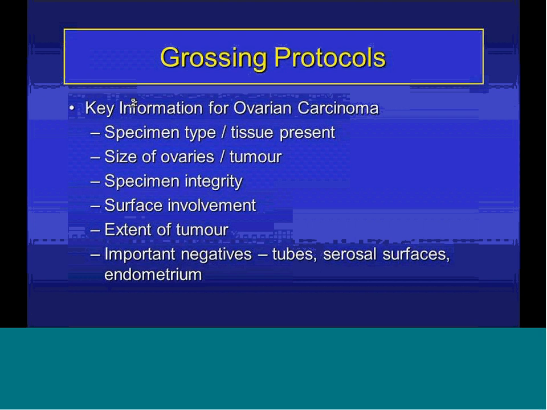If the ovary is intact, surface involvement is very important to note. The extent of tumor outside of the ovaries, and then important negatives. Things that tend to be negative are the tubes, the serosal surfaces, and the endometrium, at least grossly. And I find that when there are gaps in the gross description of an ovarian carcinoma case, it's often because the tube is not well described, the serosal surfaces are not well described, and probably most importantly, the surface of the ovary is not well described, and it needs to be very clear whether there was obvious surface involvement or not.